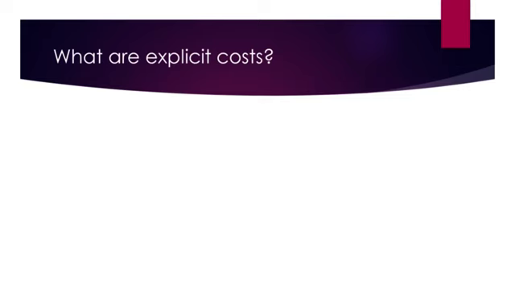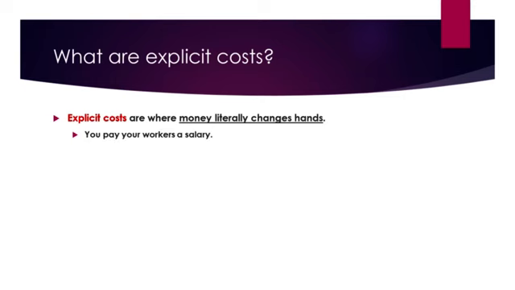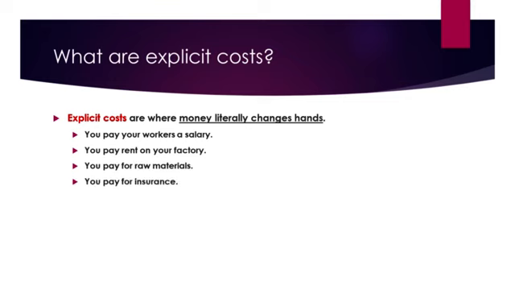We have to begin by asking, what are explicit costs? Well, explicit costs are when money literally changes hands. So you're paying a bill, you're giving money to somebody. For example, you pay your workers a salary, or you pay rent on your factory. Maybe you're paying for raw materials that you've purchased. You're paying your insurance bill. Do we agree? All of these are where money changes hands. So these are all examples of explicit costs.